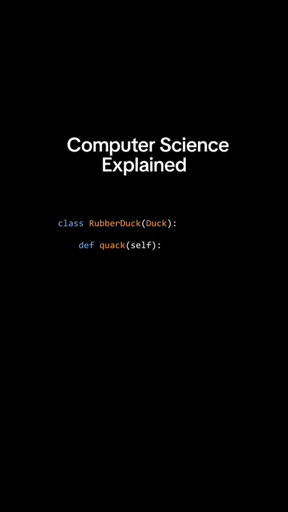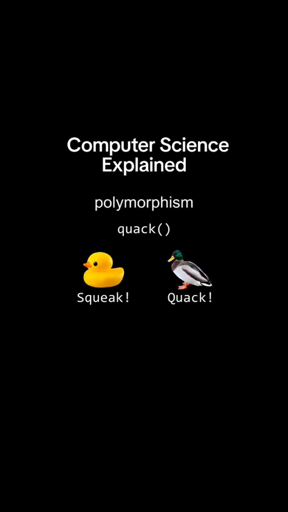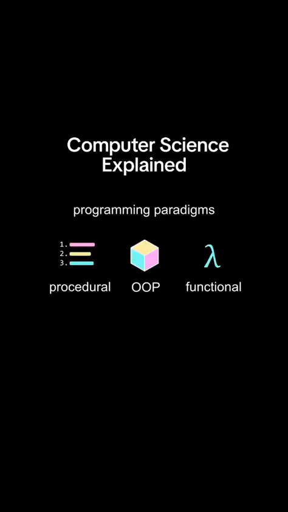For example, a rubber duck subclass might implement quack with a squeak instead. As a result, rubber ducks can be treated as objects of the duck class but behave differently when quack is called, which is the concept of polymorphism. But for some problems, none of these traditional paradigms will work.